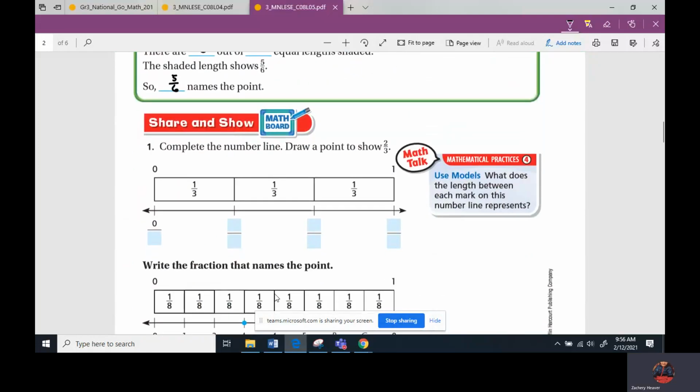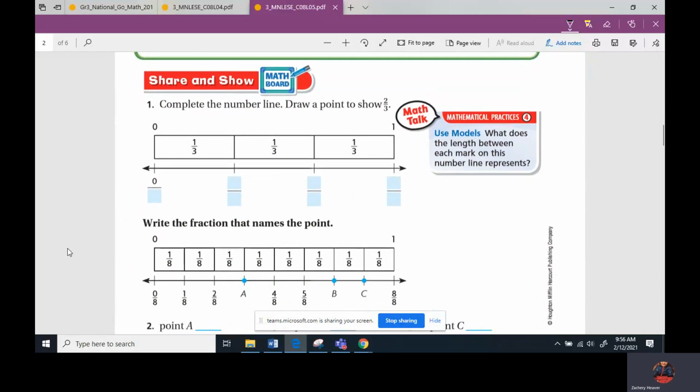Next one, it says share or complete the number line and draw a point to show 2/3. Well, we know 0 starts at 0. So 0 out of how many pieces do we have? 1, 2, 3. 3. We're driving all the way across 1. We finish 1/3. We drive all the way across another one, which gives us 2/3. And we drive all the way across the last one, which gives us 3/3 or equal to 1.